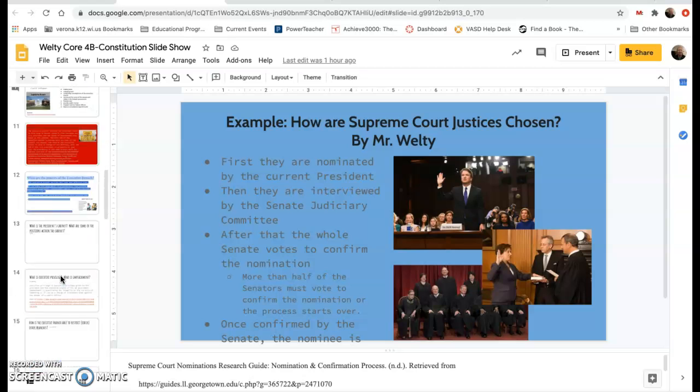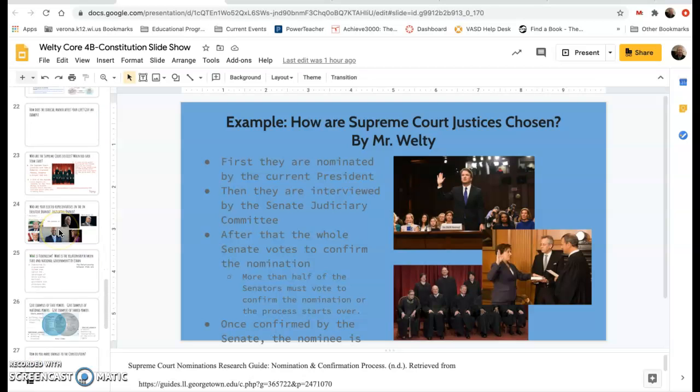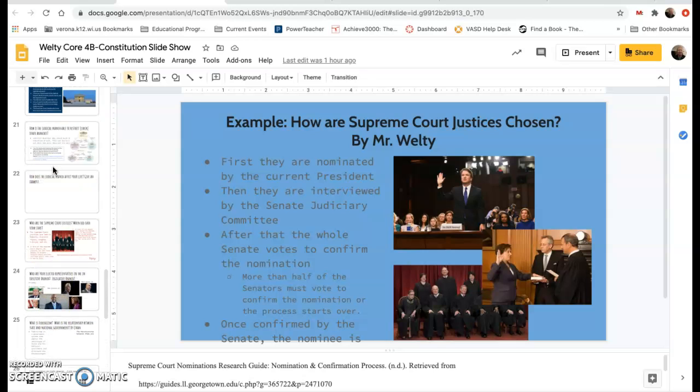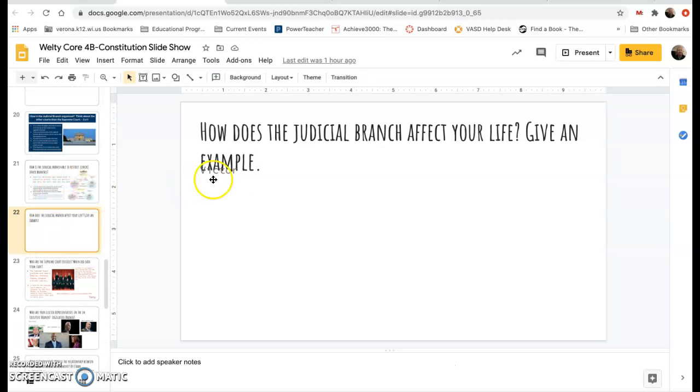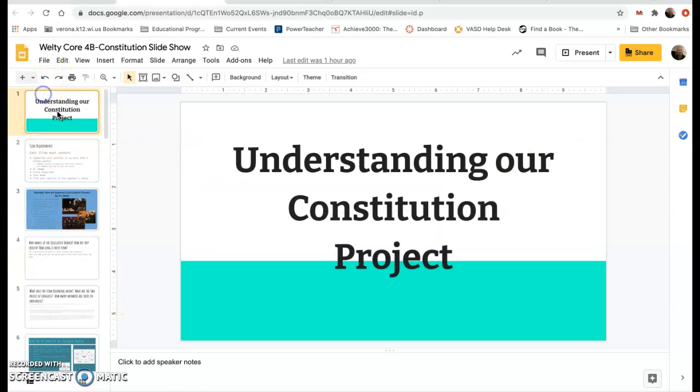You will see every person has been assigned a slide. So, trying to find one here to show. This one, how does the judicial branch affect your life? Give an example, has been assigned to Victor. So every slide is for a specific student. So if you're just joining us and trying to catch up, you need to find the specific slide associated with your name. And then we spent time in class talking about these, working on these, and they will be ready for next class.